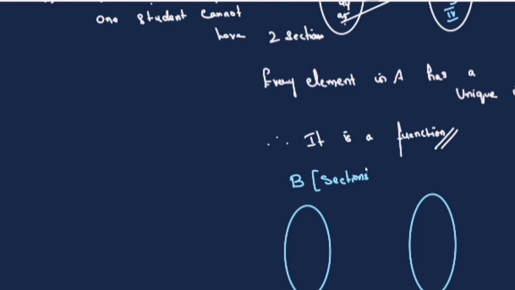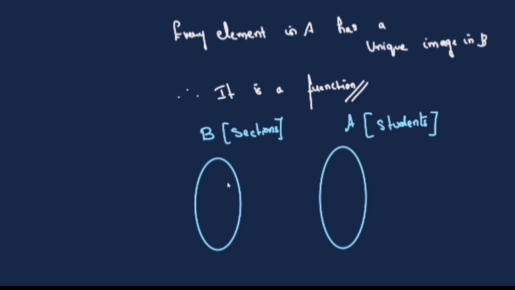See, the codomain and the domain changed. And A will go here. A is the set of students. So we have here 4 sections: 1, 2, 3, 4. There are 4 sections. So A1, A2, A3, A4, A5. One section will have how many students? They can have many students. You can have many students in one section. So is it a function?